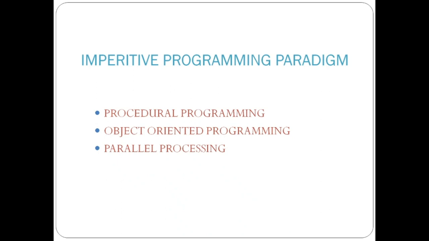A classic example of this approach is again C and C++, which support parallel processing for some of their libraries only. Not every piece of code written in C and C++ actually uses parallel processing, but some does, especially if you are dealing with graphics, which are nowadays handled by separate GPUs, while all the other functions are actually handled by your CPUs. Okay, so that is an example. These three are the types of imperative programming paradigms.